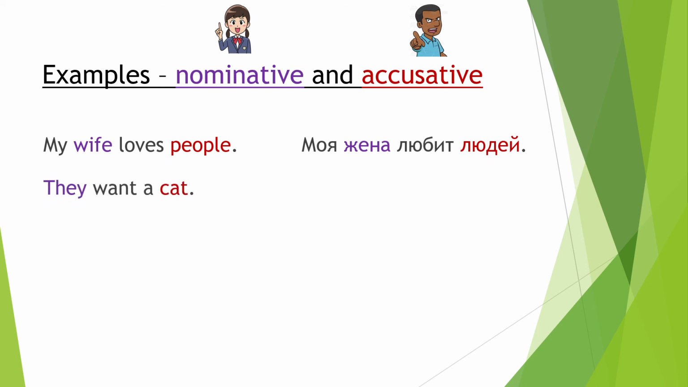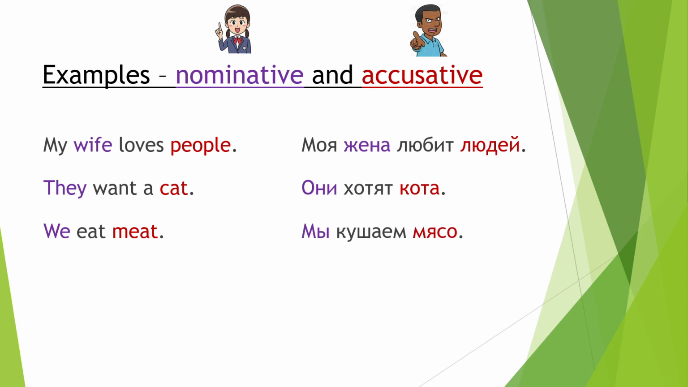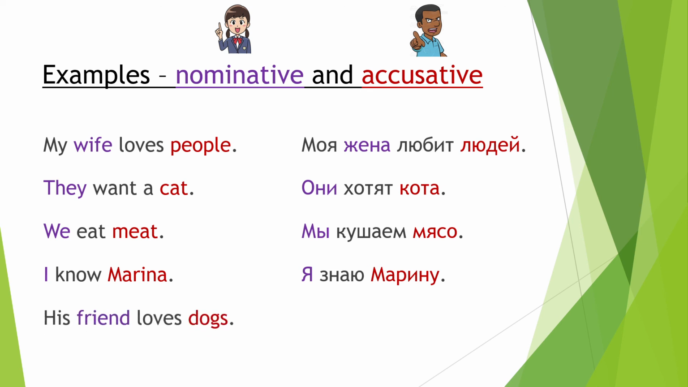They want a cat. Они хотят кота. We eat meat. Мы кушаем мясо. I know Marina. Я знаю Марину. His friend loves dogs. Его друг любит собак.